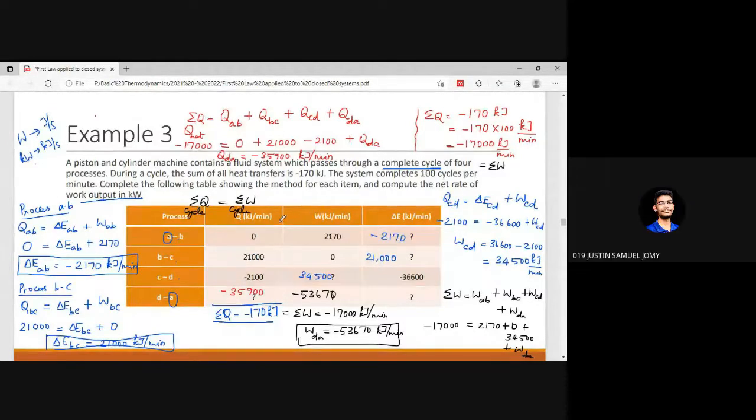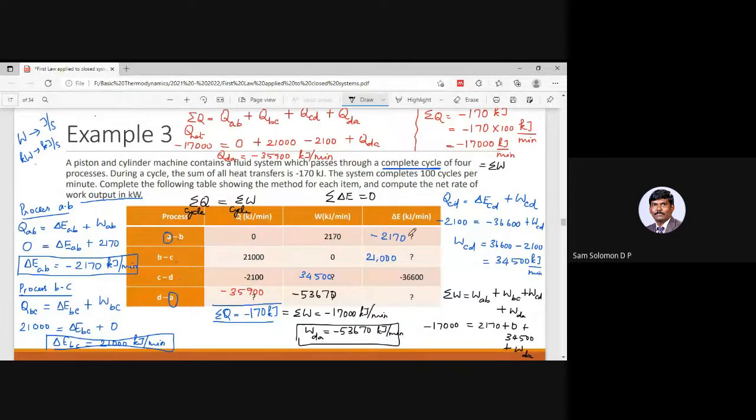Summation of Q over a cycle equal to summation of W over a cycle. Summation of energy over a cycle is 0, sir. Very good. E1 plus E2, very good. So summation of delta energy change delta E is equal to 0. So you can add all these plus this equal to 0 and get the value of delta EDA. Can you just give me the answer for it?